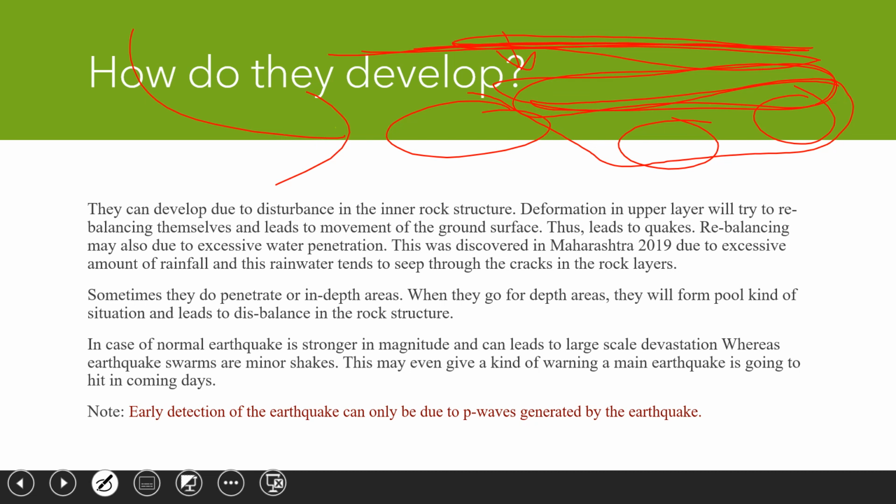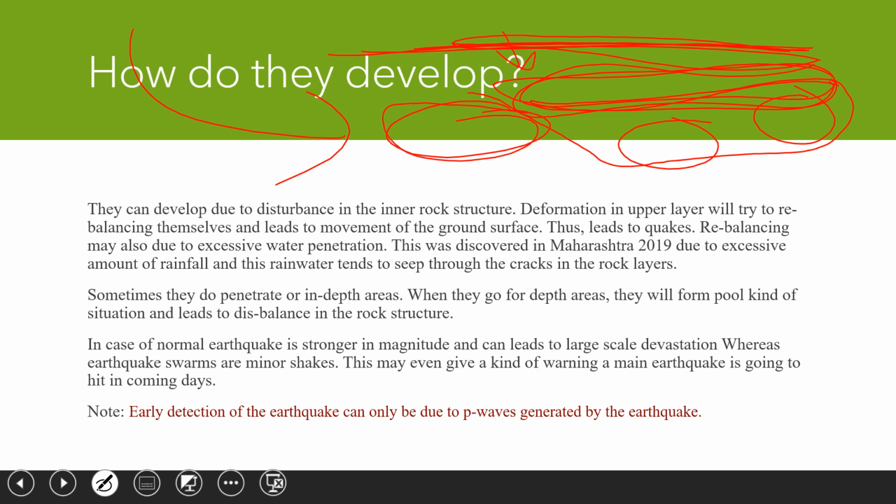Now what will happen? This rock structure will try to balance it. If water has penetrated too much, water is one reason. There may be another reason, like the development of new rocks. If they have some formation of new rocks, that can also lead to disbalancing. Now this collection of water is one of the reasons for causing earthquake swarms. I'm not saying this is the only reason, it is one of the reasons. So now the rock will try to balance it.